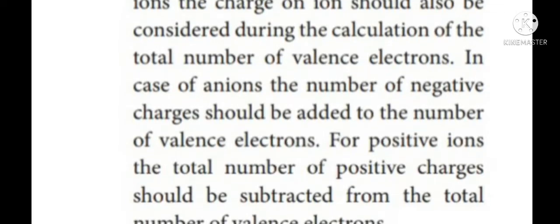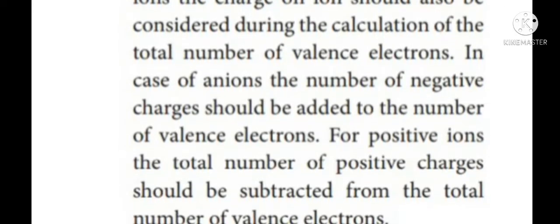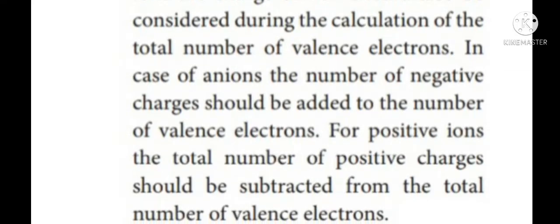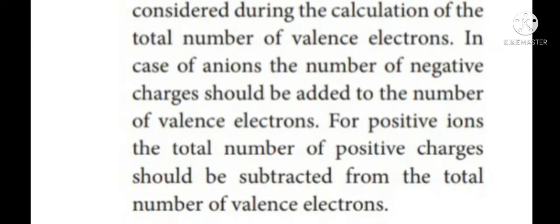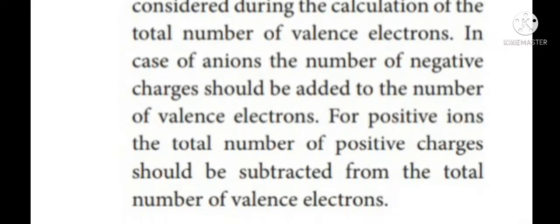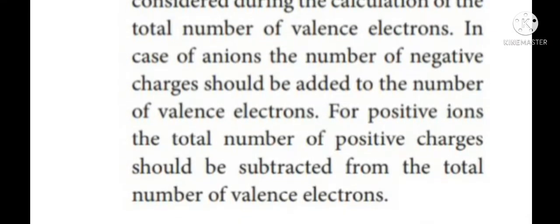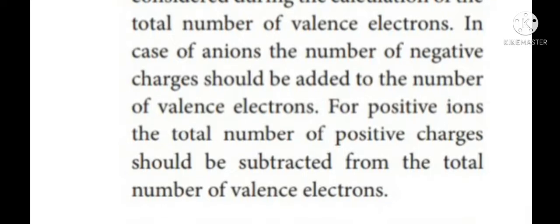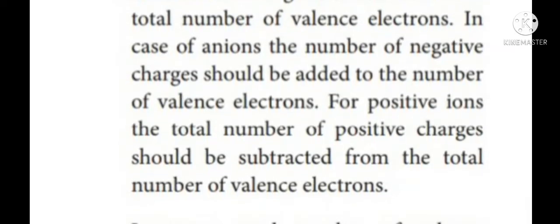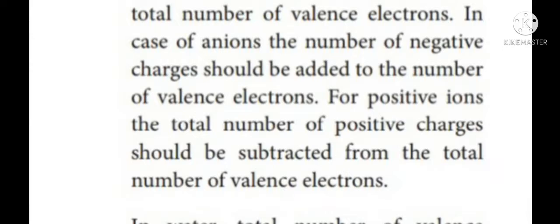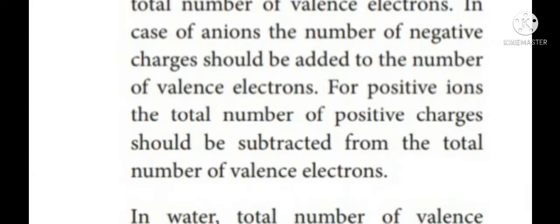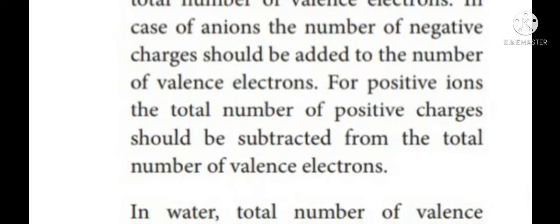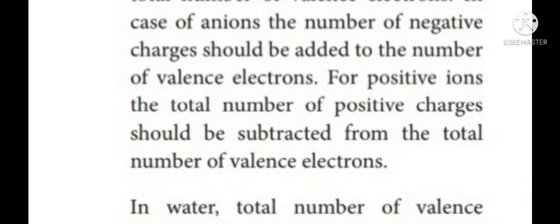In case of positive ions, the total number of positive charges should be subtracted from the total number of valence electrons, where a cation is considered as a positively charged ion. Here we are discussing the water molecule. The calculation of the total number of valence electrons of all the atoms in the water molecule is given here.